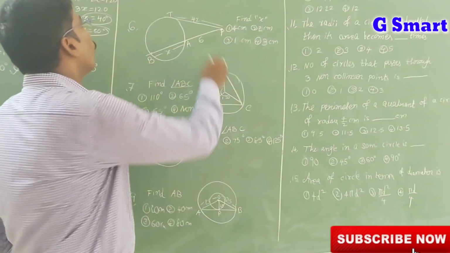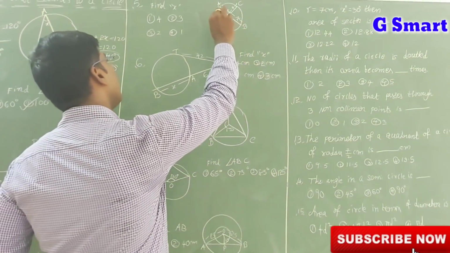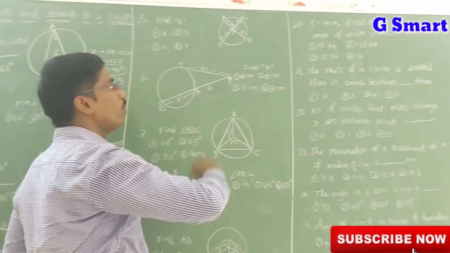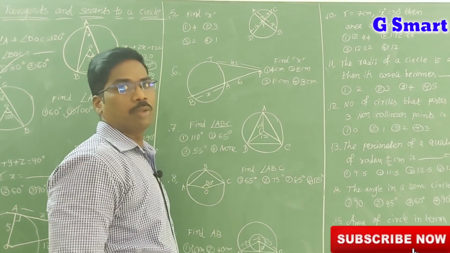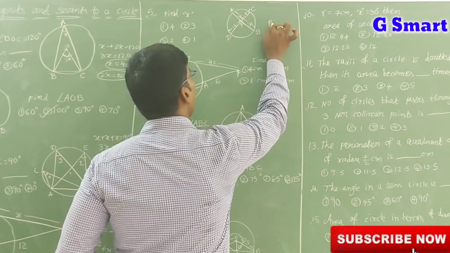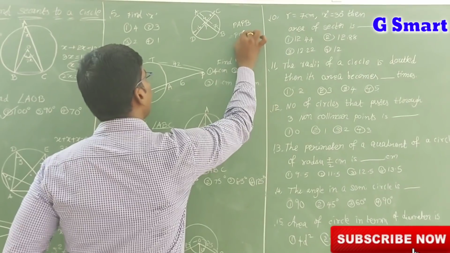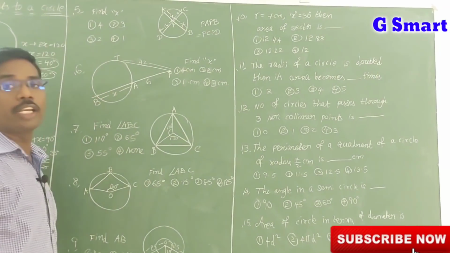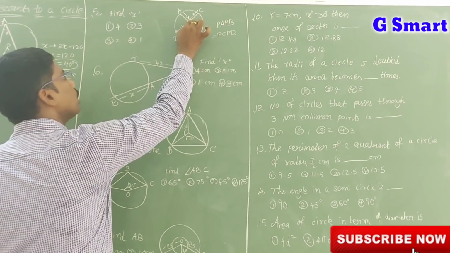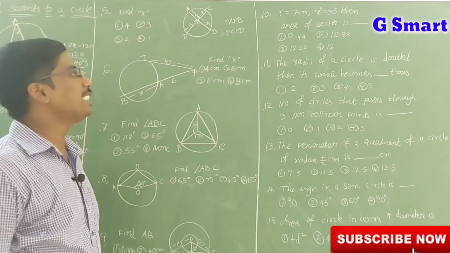Next, find x using the diagram. See, if chords are intersecting at one point P, then we know very well, though yesterday I did not say it, because today the problem is most important, that is why I am writing it here. If two chords are intersecting at P, then the formula is PA into PB is equal to PC into PD.